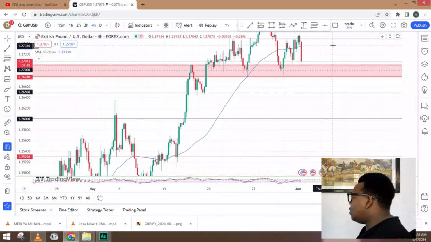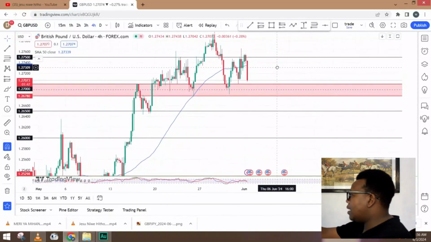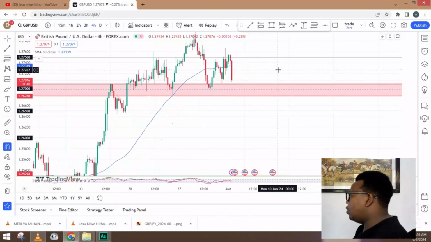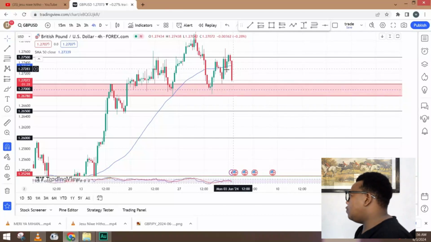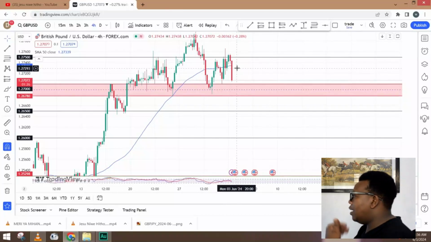For this case, you can see the market is really moving downwards. It's touching this area and really pushing downward. On the other side, you can see the 50 moving average has already been broken. At 4 hours, which is one of the things we normally use to know our trend, we should be looking for more selling opportunities.